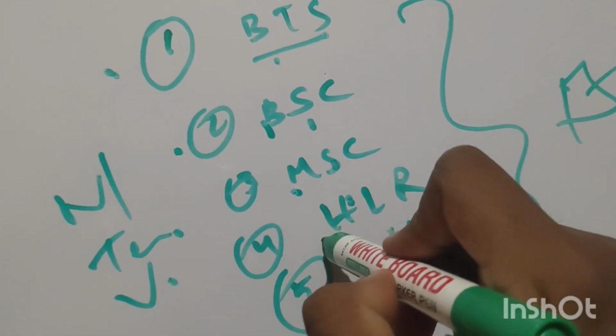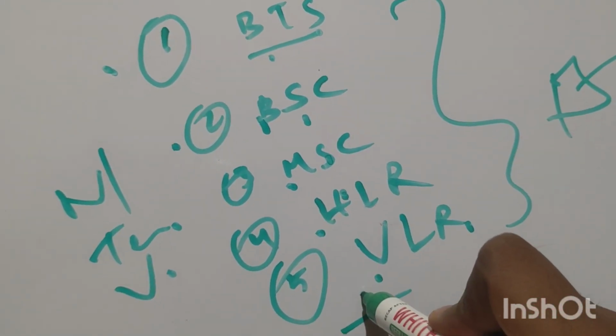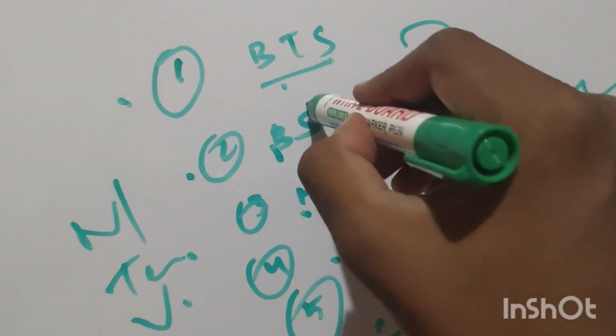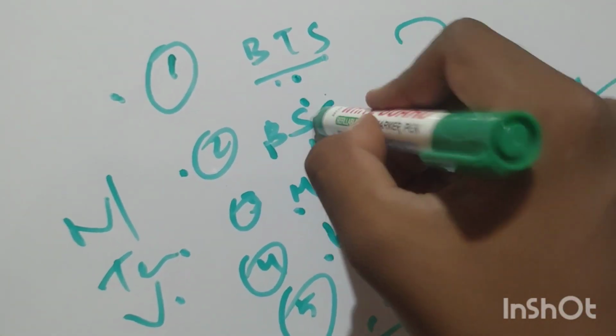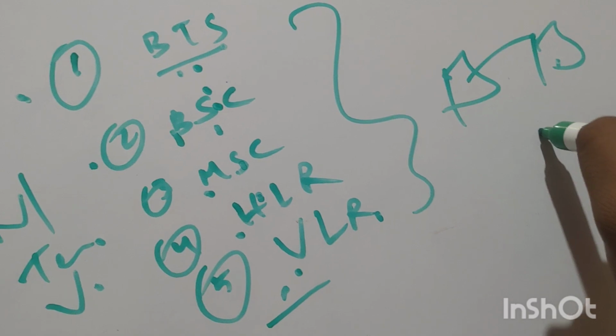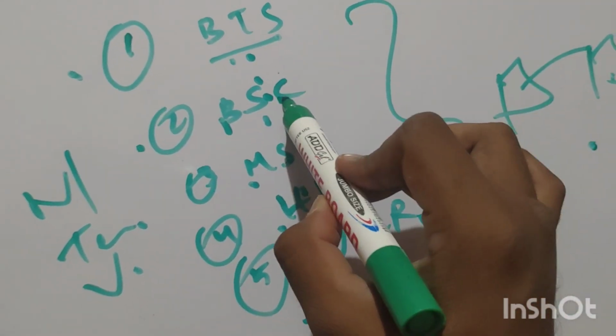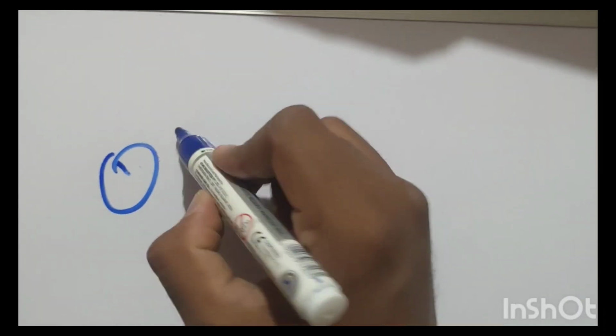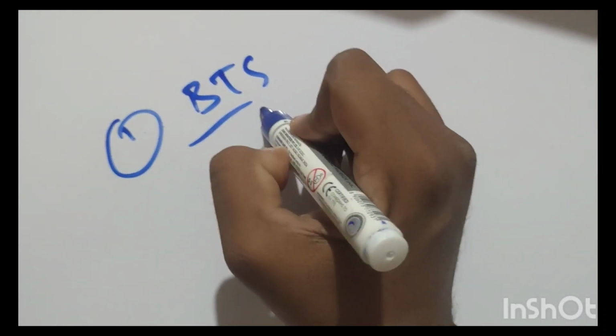Each one has a full form: what are BTS, BSC, MSC, HLR, and VLR. We are going to know one by one each and how it is involved in the transmitting of your voice call. So coming to BTS, the first thing. Okay, so let us know what is BTS.